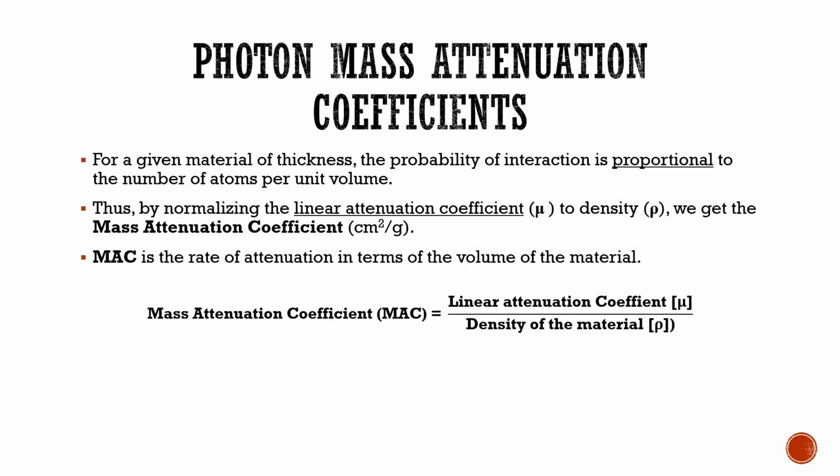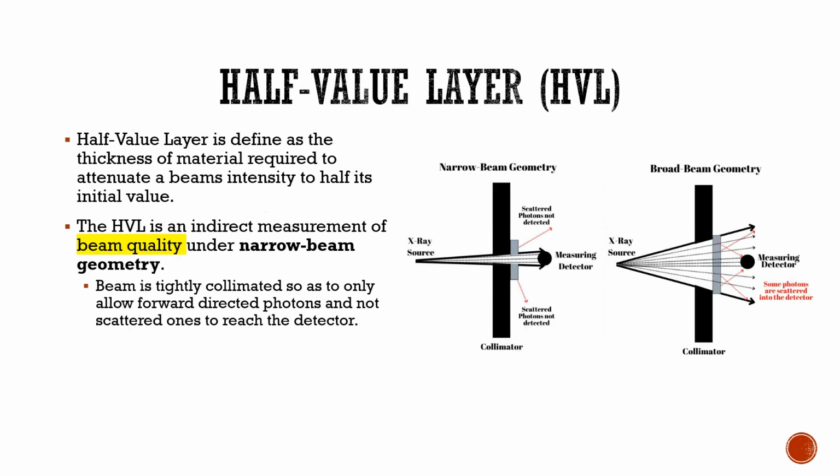To get to the mass attenuation coefficient, we normalize the linear attenuation coefficient to the density of the material. Now, let us introduce a new concept called the half-value layer, HVL. The half-value layer is defined as the thickness of a material required to attenuate a beam's intensity to half of its initial value. The HVL of a beam is an indirect measure of a photon's energy, referred to as quality.